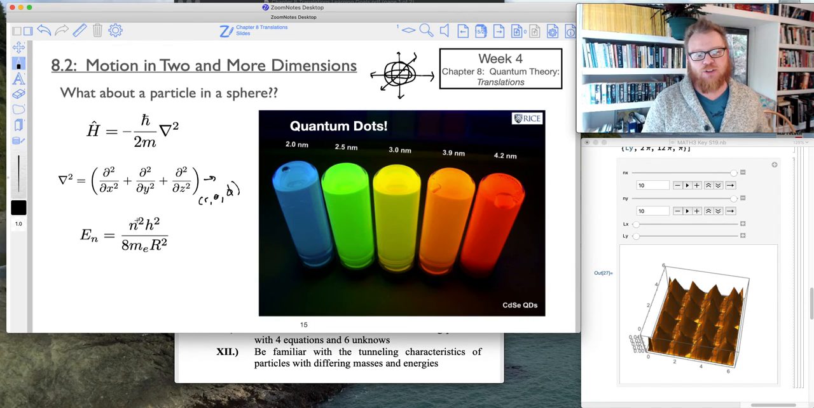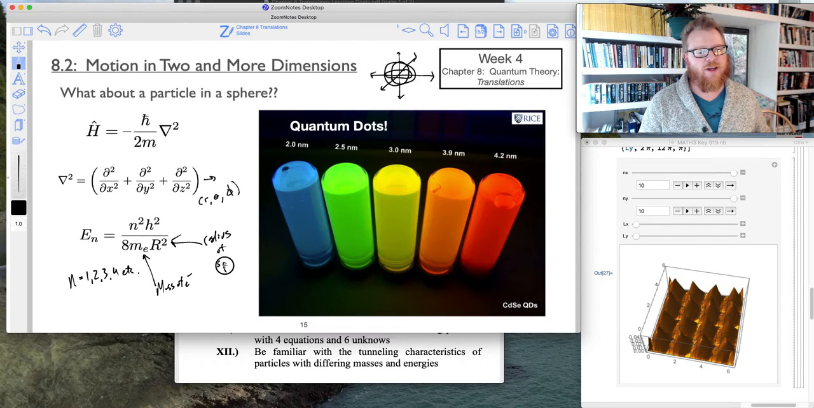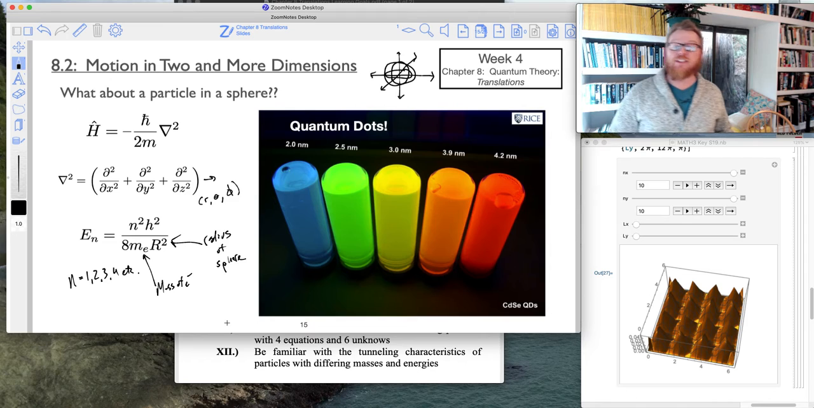This also establishes the same situation with n. N equals 1, 2, 3, 4, etc. Me is the mass of an electron. And now this r is the radius of the sphere. And so we established the same thing here.